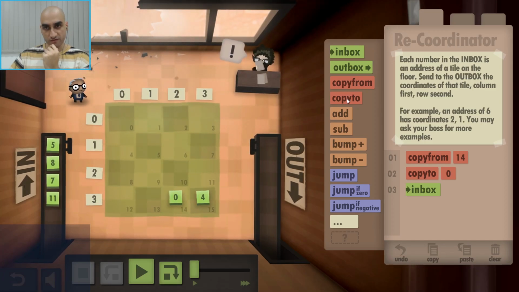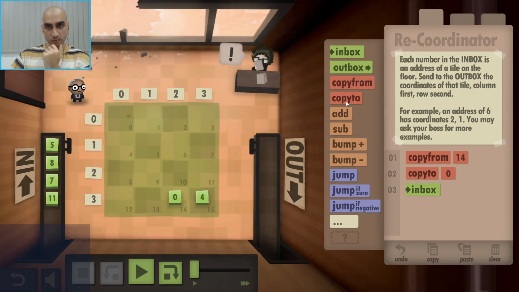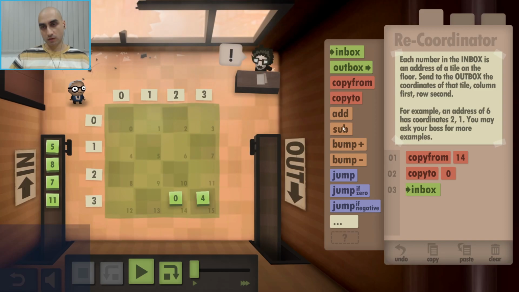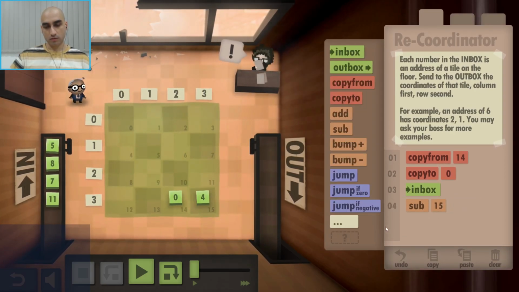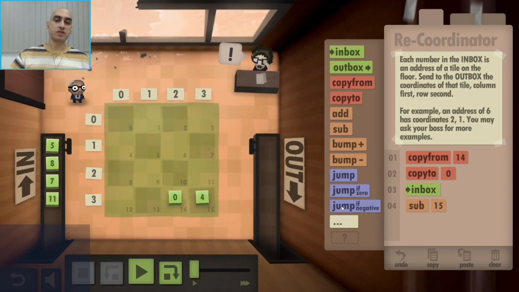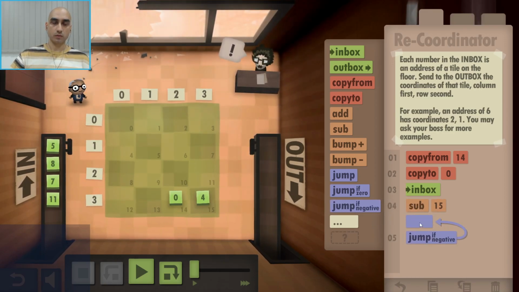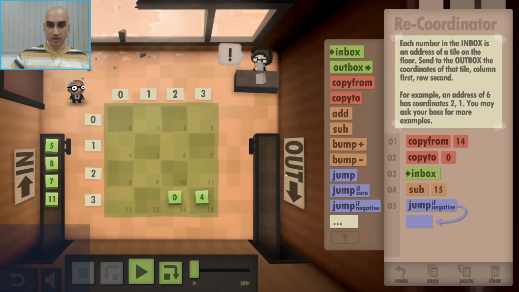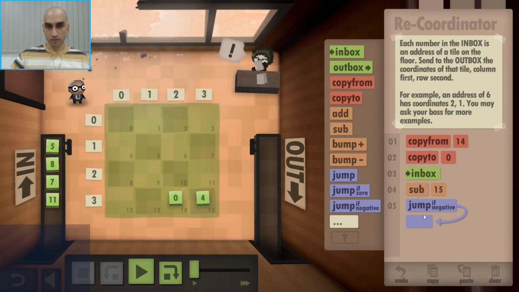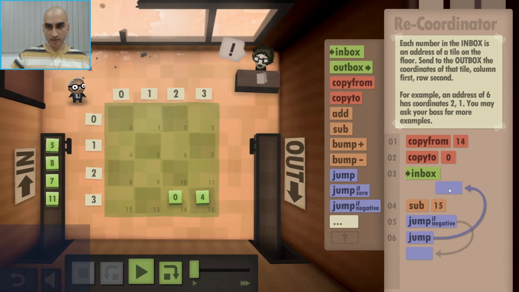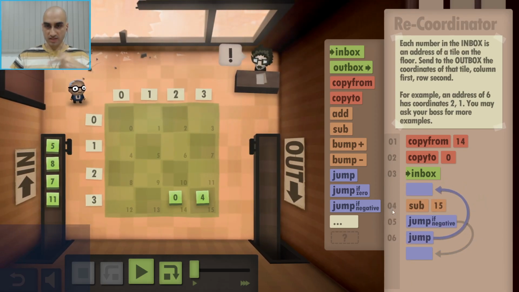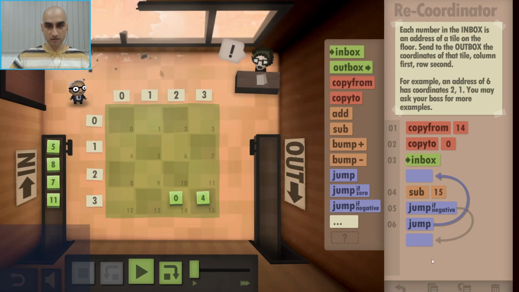Okay, I realize how I could have eliminated instructions from the last problem, but I'm not going to worry about that now. So we're going to subtract 4. As soon as we become negative, we break out of this loop. So we subtract 4. Then just go back to here. So we just keep subtracting 4 until we're negative.